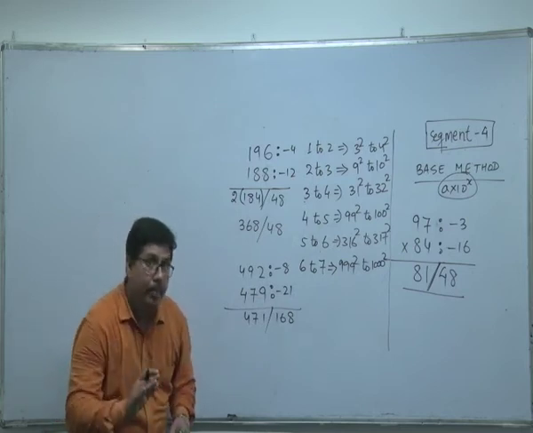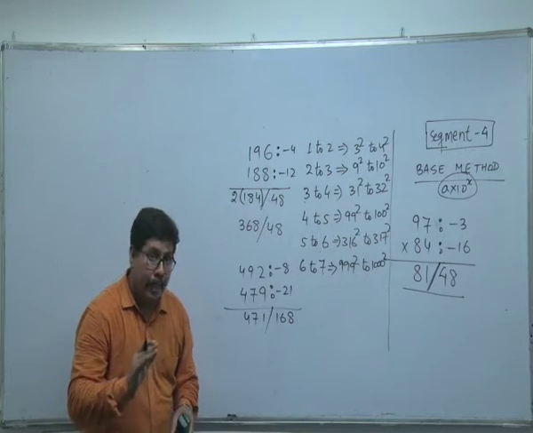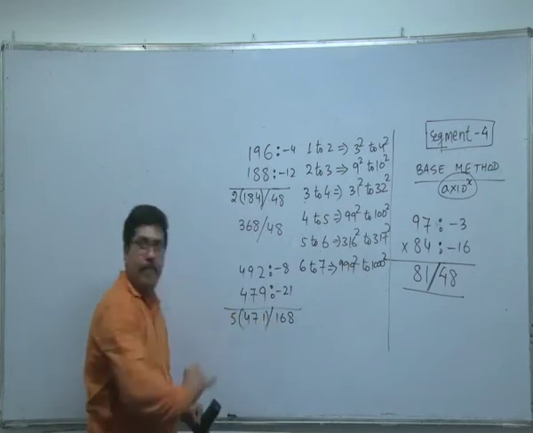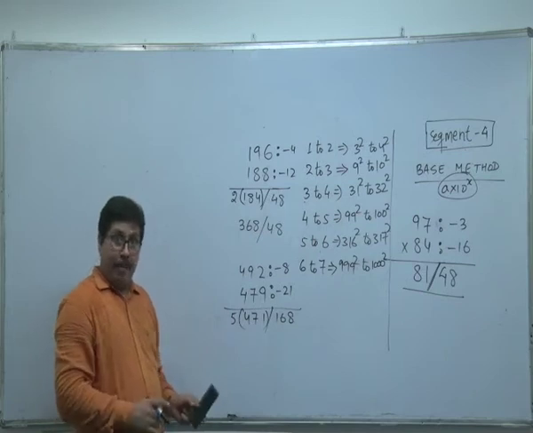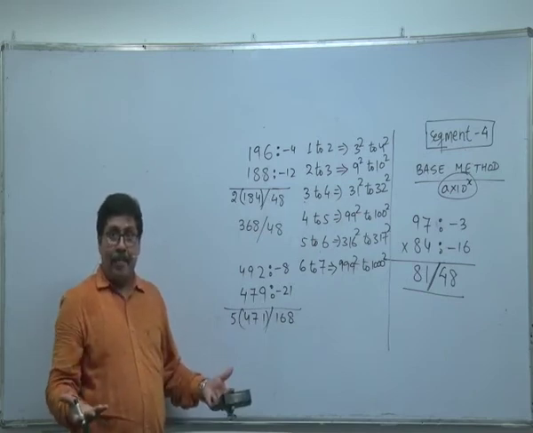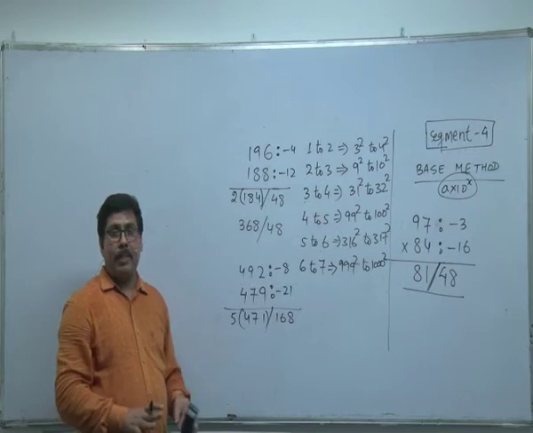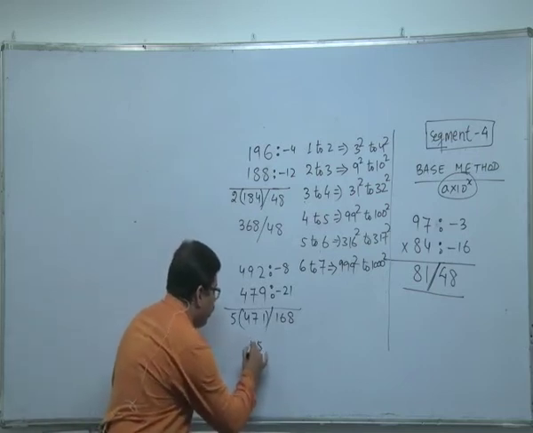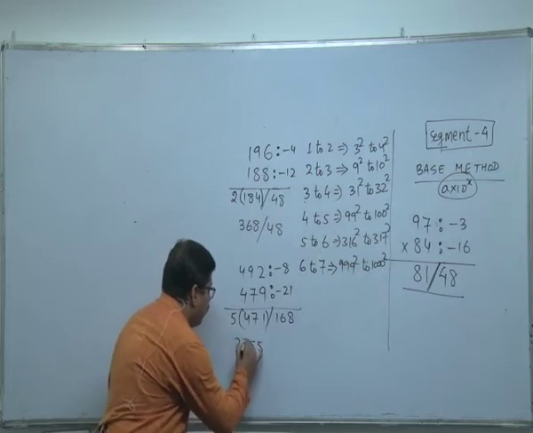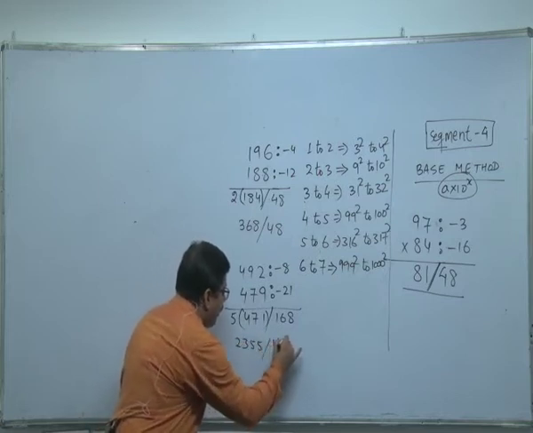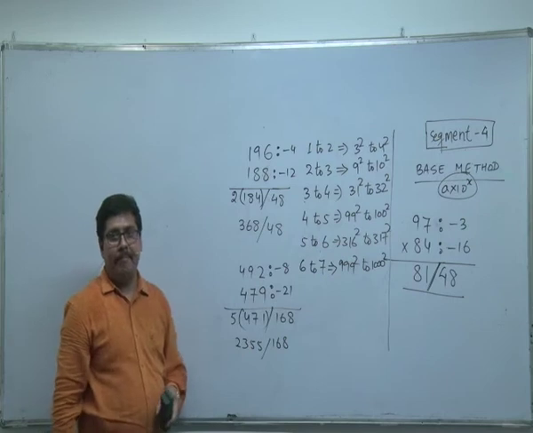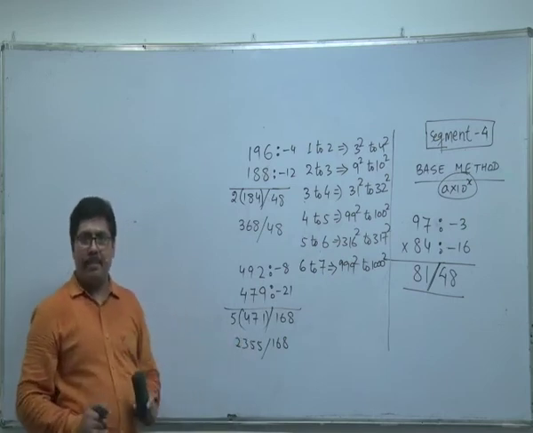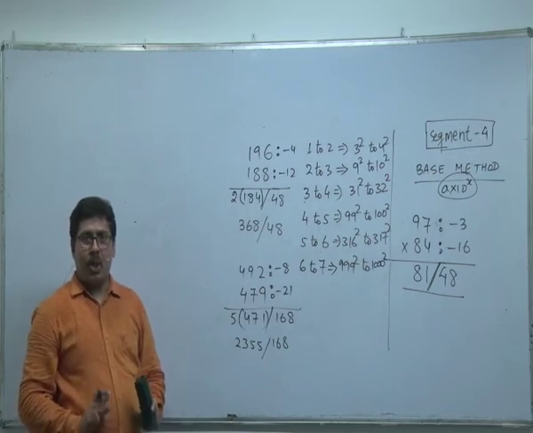What is the next step? Yes, we are supposed to multiply this number by 5. Why 5? Because my base is 500. 471 into 5 is 2355, and then 168. Look at the number. Can I say 2355168 is my answer? Yes or no?